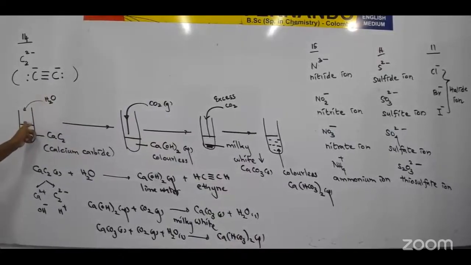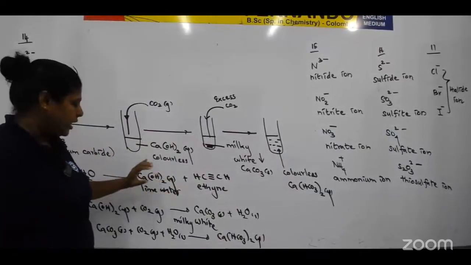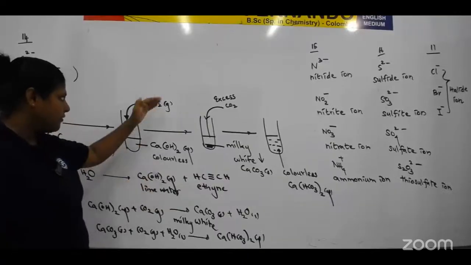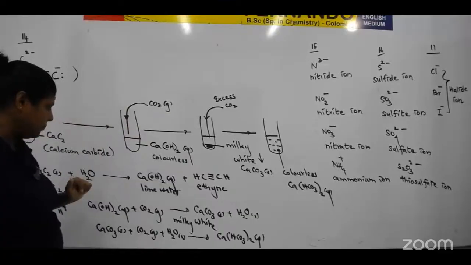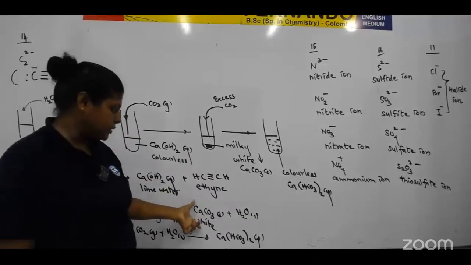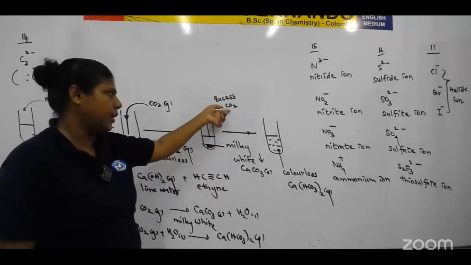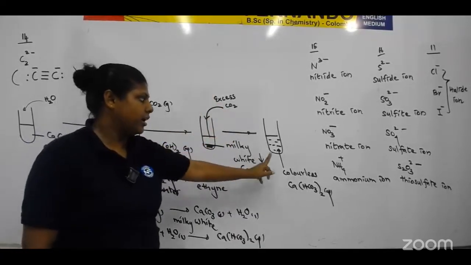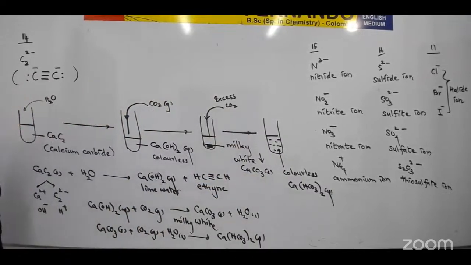First we have carbide. You can add water. Water reacts with calcium carbide, producing ethyne and lime water. Lime water is colorless. When we give carbon dioxide additionally, it produces a milky white precipitate. With excess carbon dioxide, the milky white calcium carbonate produces colorless calcium bicarbonate.